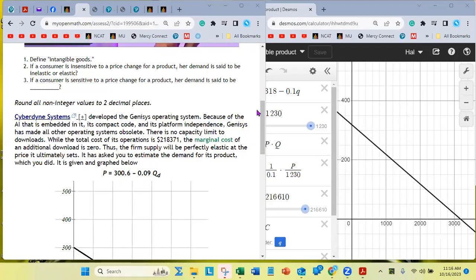All right, in this video, we're going to look at how firms price products that are intangible. An intangible good can be thought of as a good that has really no theoretical limit, no theoretical capacity. An example would be software downloads or streaming videos, right?